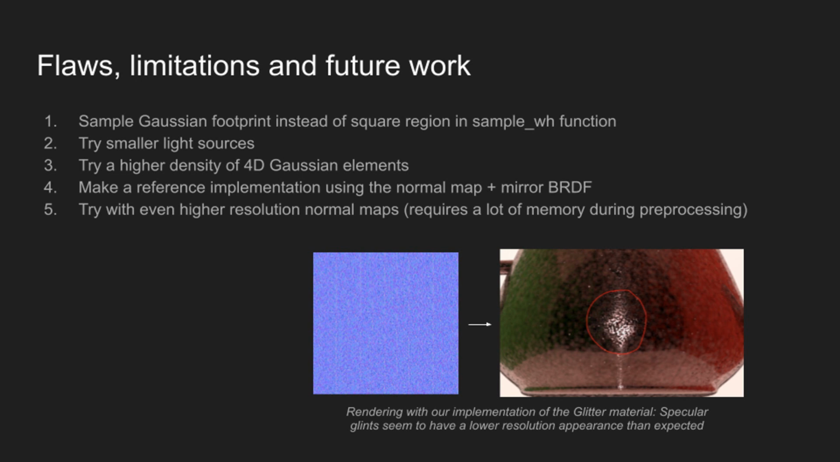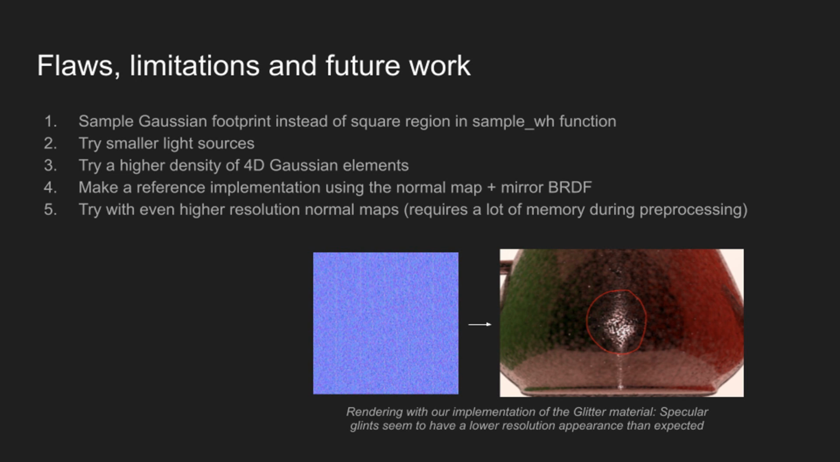Another thing that we could try is to increase the density of 4D Gaussian elements. This, however, complicates some of the implementation details which we could now work around, because we have exactly one Gaussian element per normal map texel. A good reference to compare our implementation with would be a rendering that uses the complete high-resolution normal map from which we sample normals together with a perfectly specular BRDF.